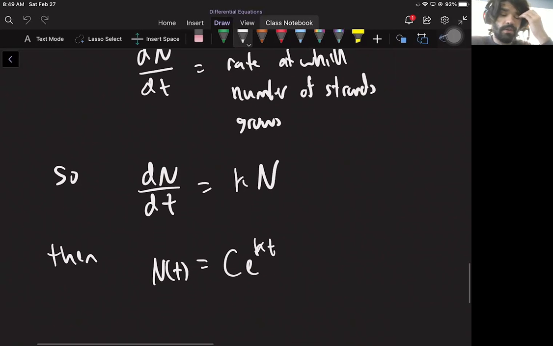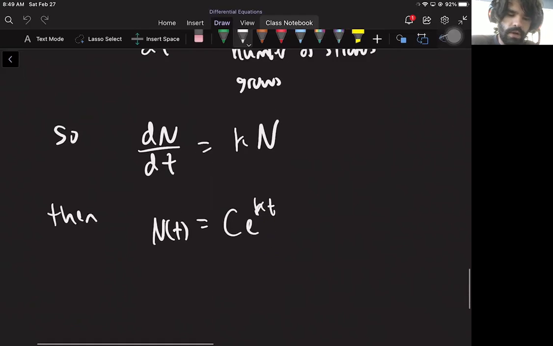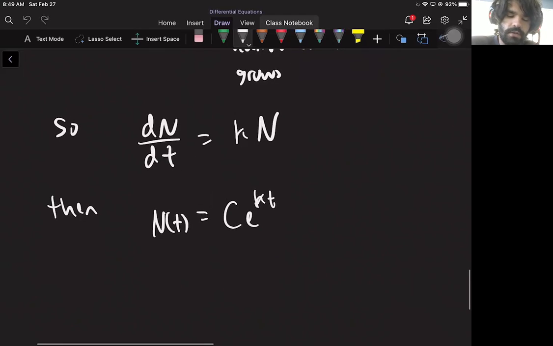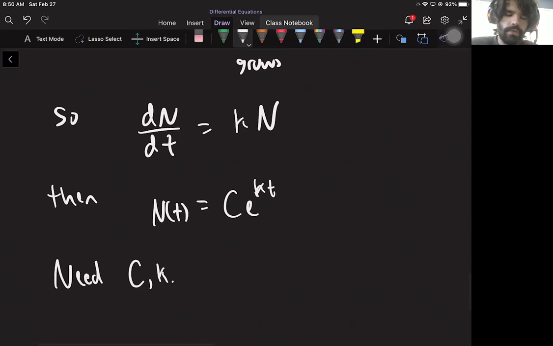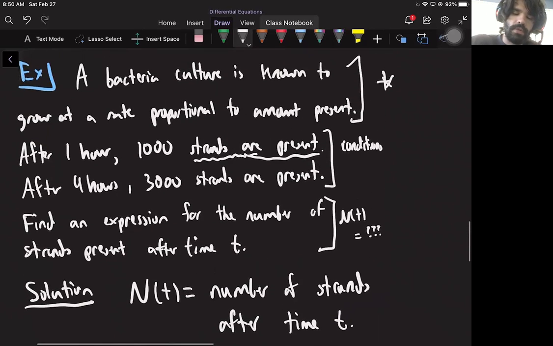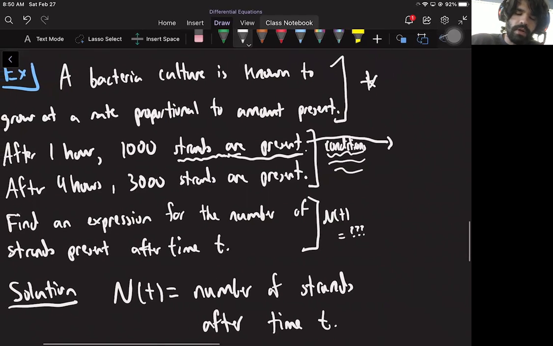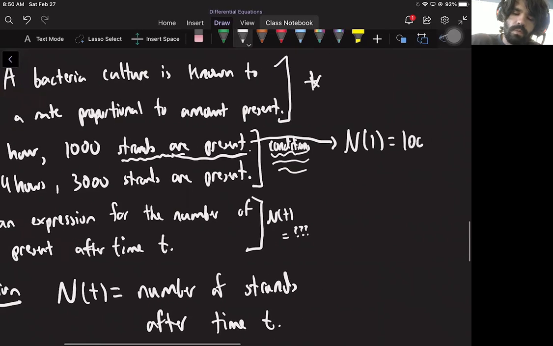Okay, so this solves the differential equation, but it doesn't solve the problem because this doesn't tell me how many strands there are at time 50 or whatever I want to plug in, because I don't know C and K. So that's where this extra information comes in. It's not always given to you in the same way, but here's one way it can be given to you. So what is this really saying? Well, this first sentence is just saying that if I wait 1 hour, there'll be 1,000 strands, but that really means that if I plug in 1, I should get 1,000 as my amount.